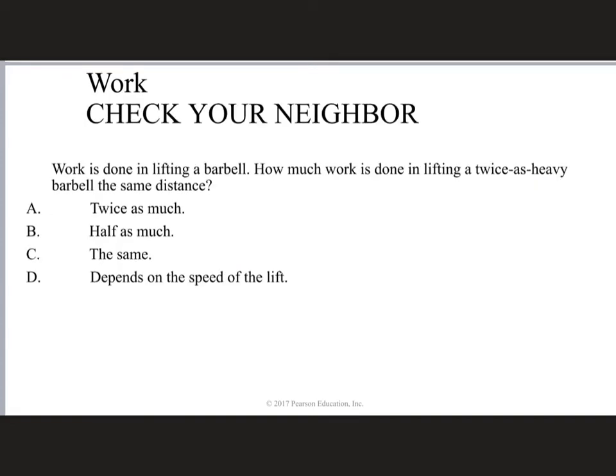So here's a question. Work is done lifting a barbell. How much work is done in lifting a barbell that is twice as heavy as the first one, but you're lifting it the same distance? Well, we can say that the work is equal to the force times the distance.